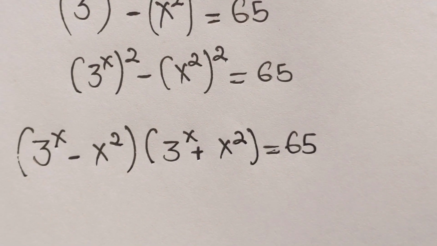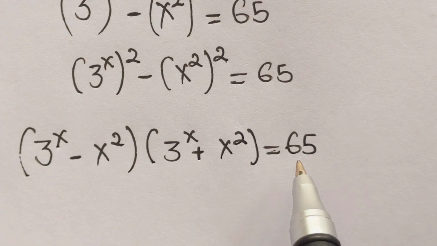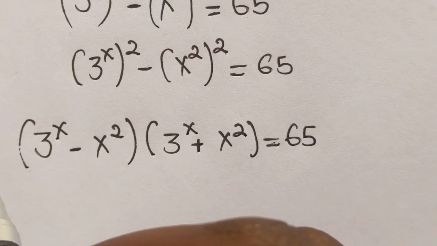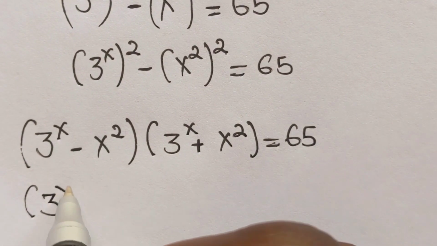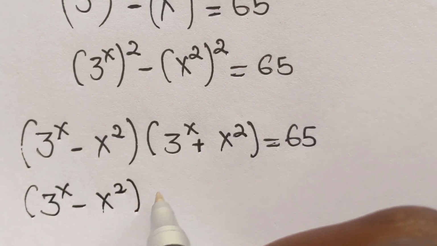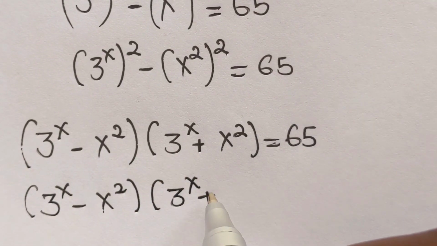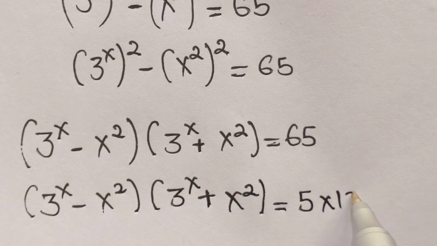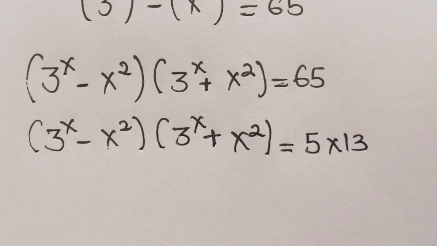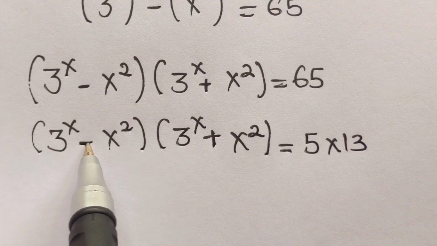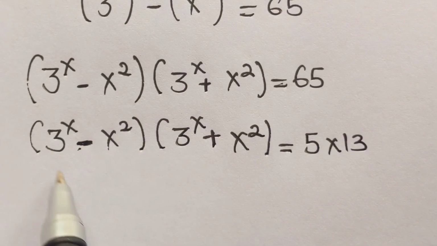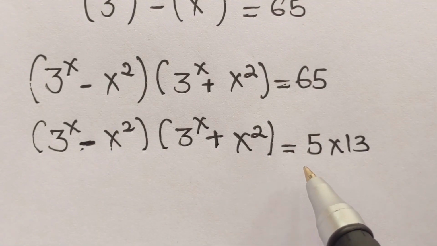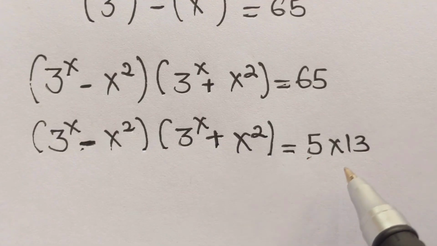At this stage we can find the prime factorization of 65, where we can say 3 power x minus x squared times 3 power x plus x squared will be 5 times 13. We are going to equalize them to each other. Here we have the negative symbol, so we equalize it with 5, because in number we can get the smaller one by subtracting. Of course it will be shorter than this one, smaller than this.